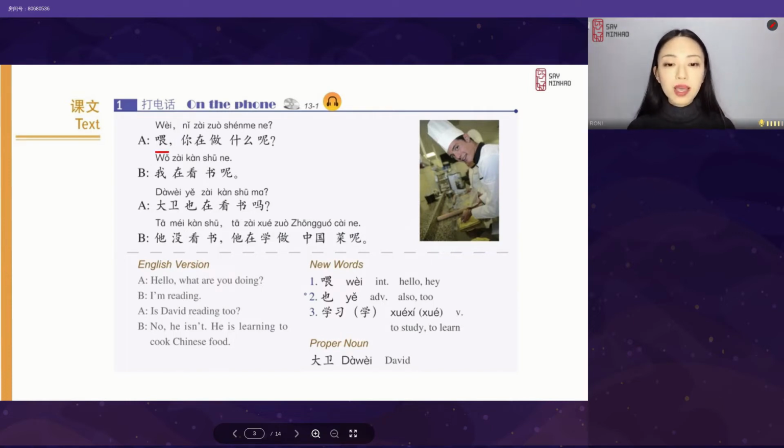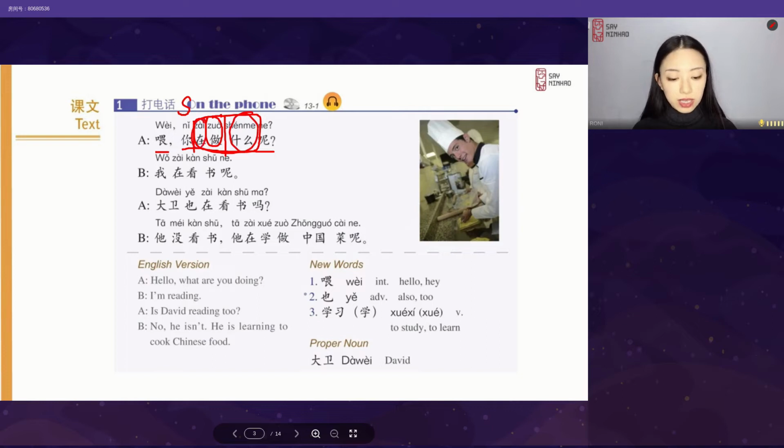First one, 喂, it's the word we've learned here, which means hello, hey. 你在做什么呢？This sentence means what are you doing? Okay, let's see the structure. First is 你, you, the subject of the sentence. And 在做什么 is the predicate of the sentence. Doing what, right? 做 means do and 什么 means what. So it is doing what.